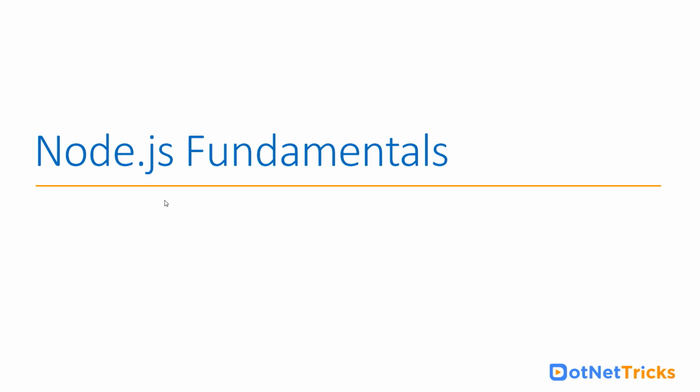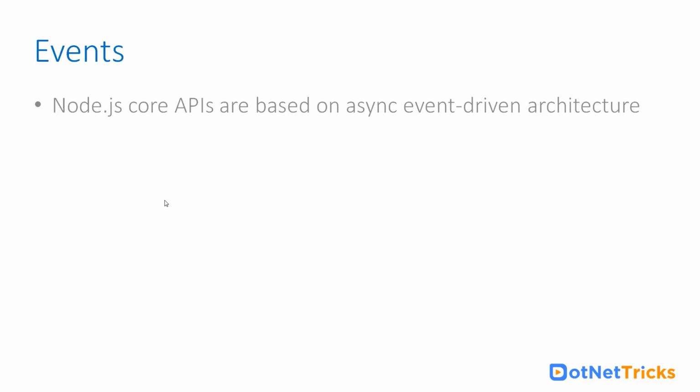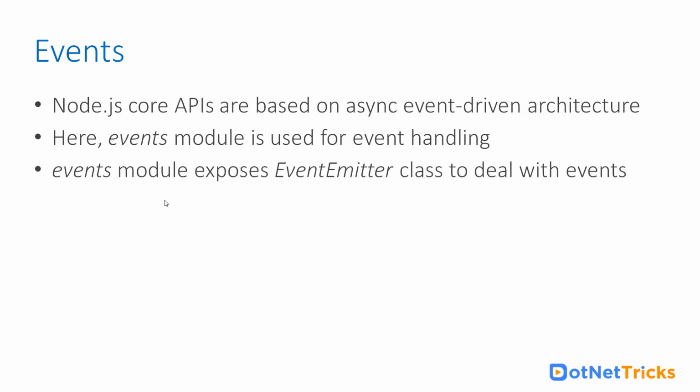In this video, we will discuss the next API, which is events. Node.js core APIs are actually based on async event-driven architecture. If you are wondering which events we are talking about, while using HTTP you have request, response, on. There are many events which are exposed, and you can access the value whenever those events are emitted internally. Here, the event module is used for event handling.